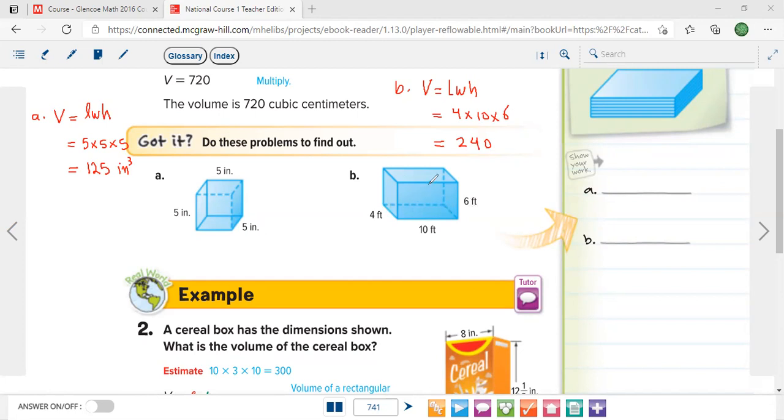Sometimes we call them dimensions, the dimensions of the rectangular prism. So this is feet cubed. So here 125 inches cubed, and here 240 feet cubed.